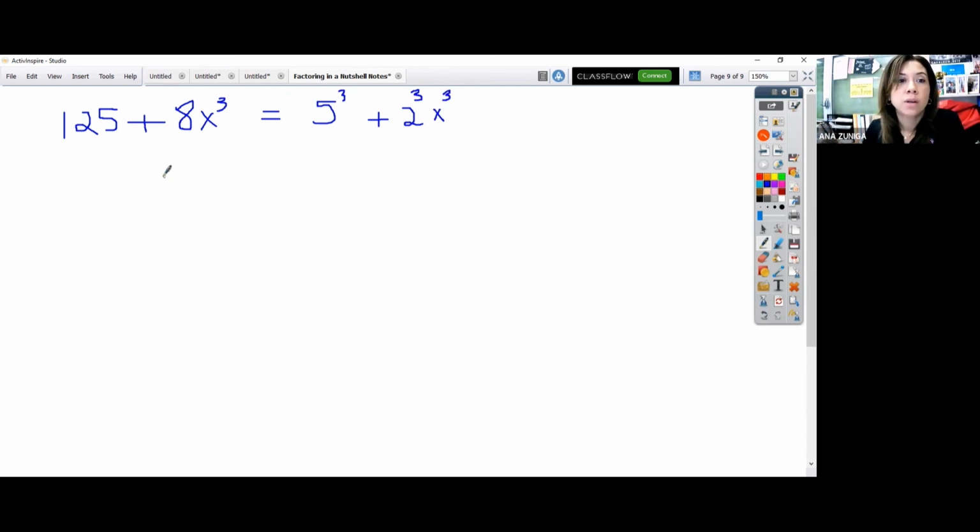Now remember, I told you, you're going to have a little parentheses and a longer parentheses, binomial, trinomial. You're going to grab exactly what you see, ignoring the cubes, and that goes first. So I'm going to write this as 5 plus 2x. And again, forgive my handwriting, I'm using the mouse to do this. So then I had 5 cubed, so I'm going to have 5 squared left. 5 squared is 25. I had 2 cubed x cubed, so I'm going to be left with 2 squared x squared, which is 4x squared.